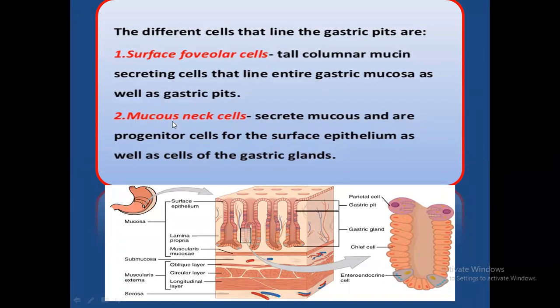And next one is mucous neck cells. You can see here mucous neck cells. Mucous neck cells secrete mucus and are progenitor cells for the surface epithelium as well as cells of gastric glands. So these mucous neck cells also secrete mucus, and also these cells are progenitor cells for the surface epithelium. Progenitor cells means precursor cells for the surface epithelium. The epithelial cells present in the mucosa region are formed by the mucous neck cells. Understood?